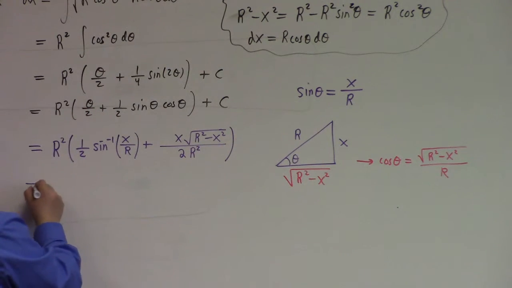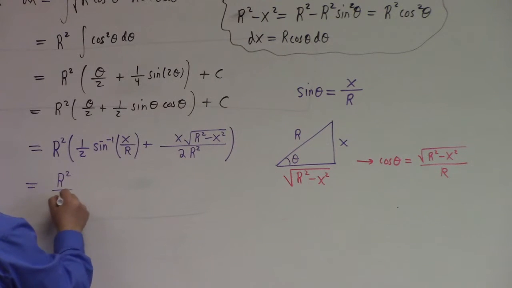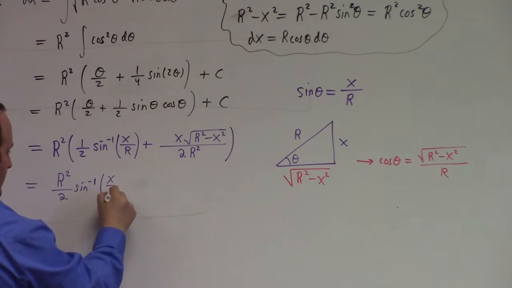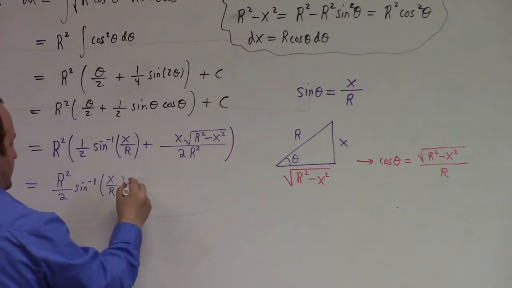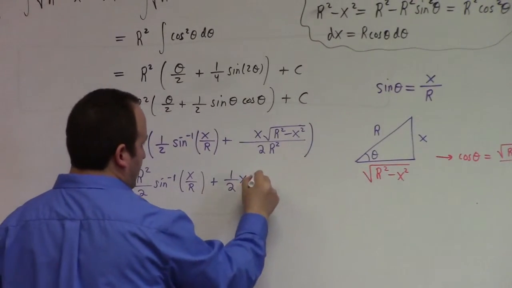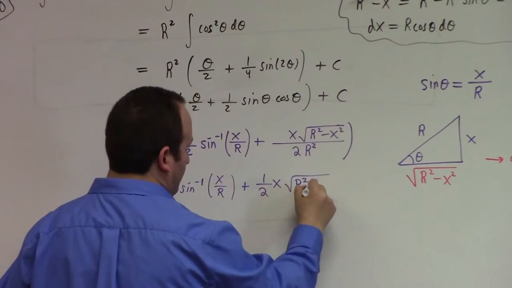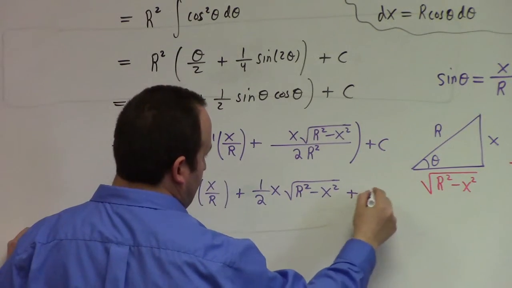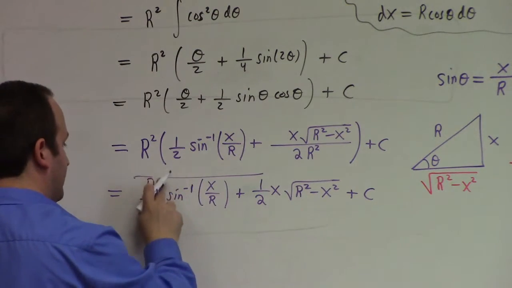Or I suppose I could multiply this out. This would be r squared over 2 inverse sine of x over r. The r squareds cancel, right? So I'm left with plus 1/2 x times the square root of r squared minus x squared. I forgot my constant, sorry. Plus constant. And there you have it.